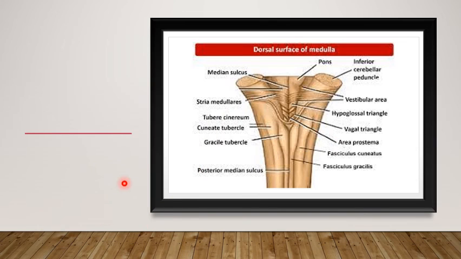Here we have finished this particular topic on brainstem. We have seen the three major parts. We have seen midbrain, pons and medulla. We have also understood their anatomical parts, and clinical correlation also we have understood in this particular class.